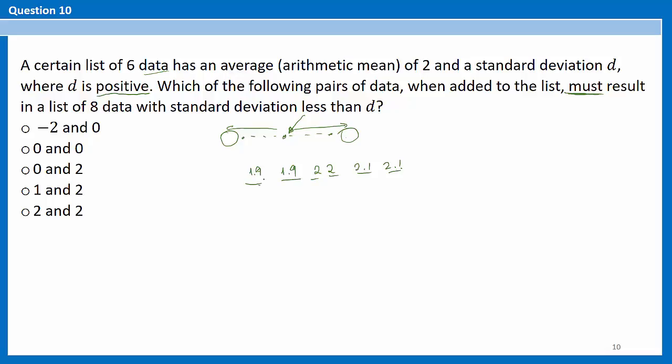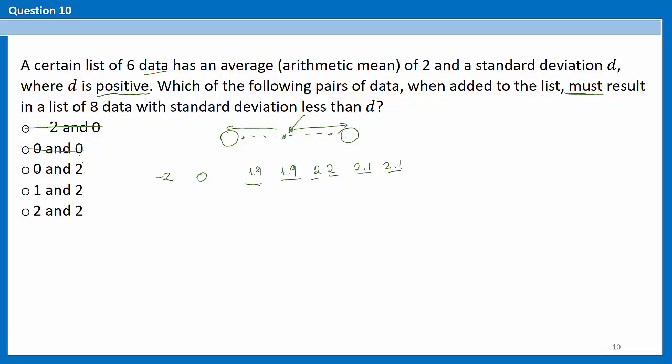The average is 2. Okay, now if I add a -2, that would be way over here. That would make the standard deviation bigger. Now 0 is also way over here. That would also make the standard deviation bigger or greater than d. Not possible. 0 and 0, again, not possible.